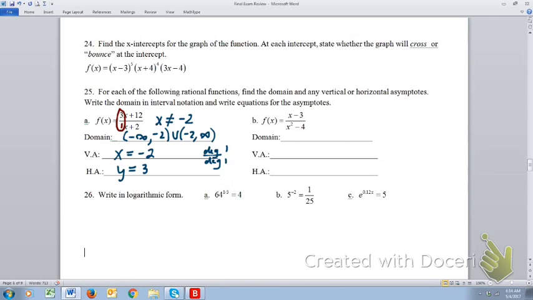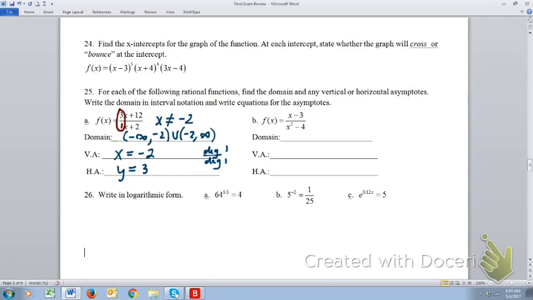So you may want to go back to, I think it was exam 5, and look at where we had those 3 rules if you don't remember what they were. So when our degree is the same, we're just going to use the coefficients of the leading terms to find our horizontal asymptote.